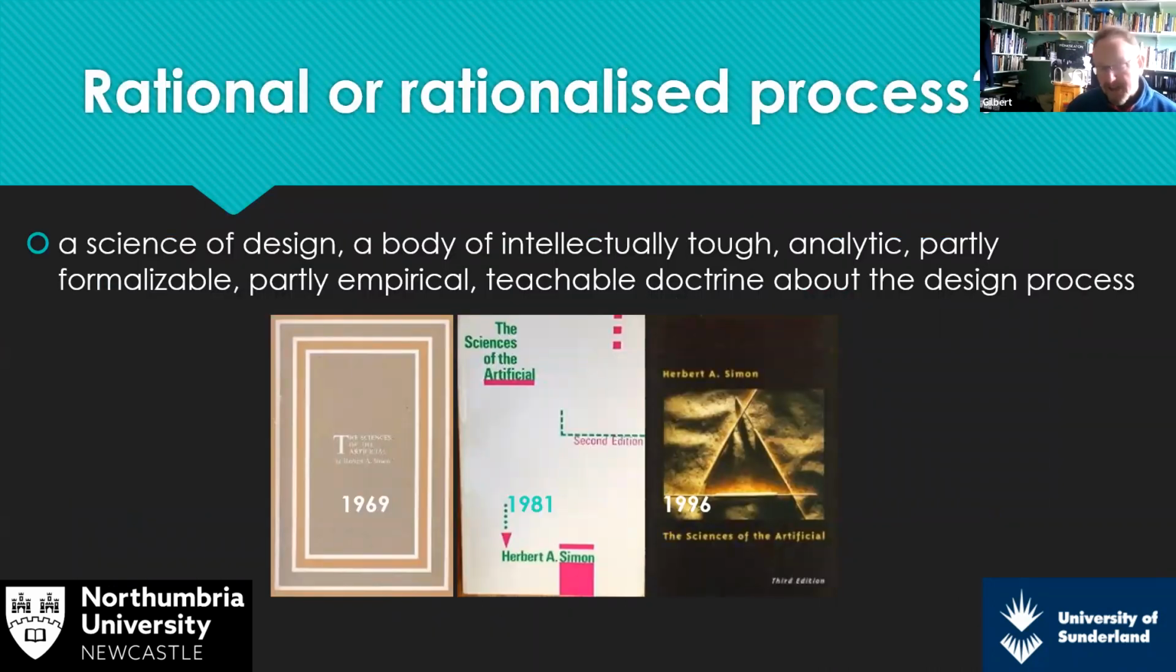And again, I said design science won't go away. Herb Simon went through 3 versions of his Sciences of the Artificial, wanting an intellectually tough, analytic, partly formalized but partly empirical, teachable doctrine about the design process. You've really got the manageability complex on this. And he did ease up over the years, but not enough. And Schoen's book on the reflective practitioner is a response to Herb Simon's stubbornness about saying that you can rationalize design, you can control design, you can plan design.